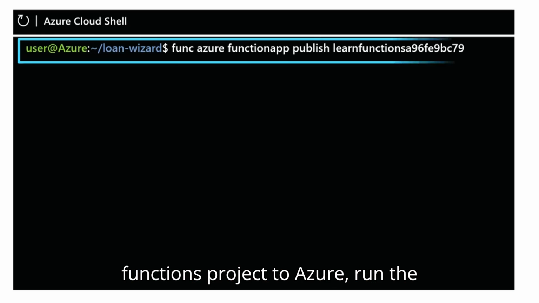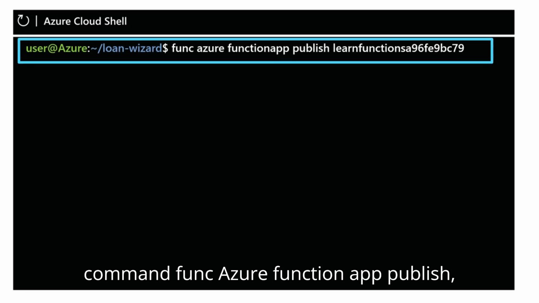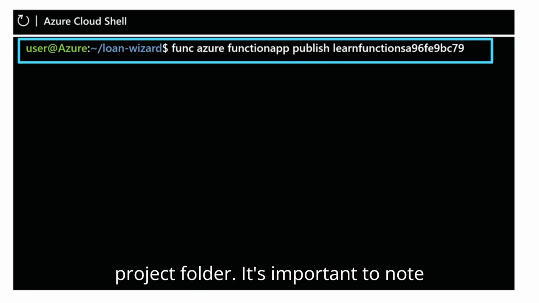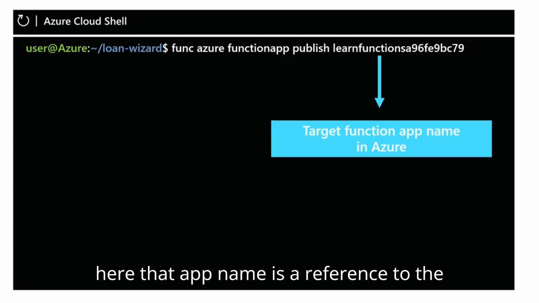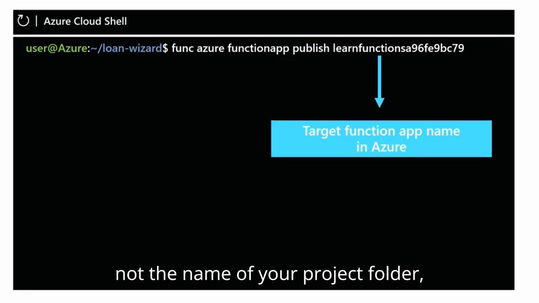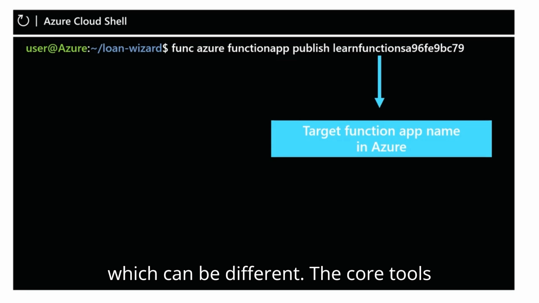To publish a functions project to Azure, run the command func azure functionapp publish, then the app name from the functions project folder. It's important to note here that app name is a reference to the name of the target function app in Azure, not the name of your project folder, which can be different.